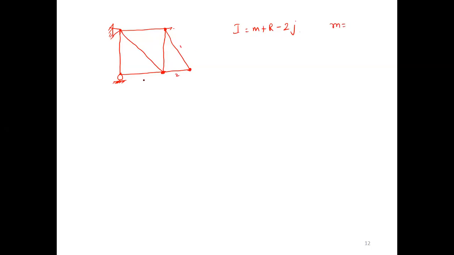6 members. How many joints are there? 5 joints. How many reactions are there? This is hinge, 2 reactions. This is roller, 1. Total 3. Now if you substitute here, 6 plus 3 minus 2 into 5. How much?